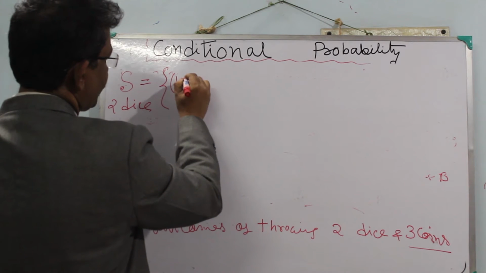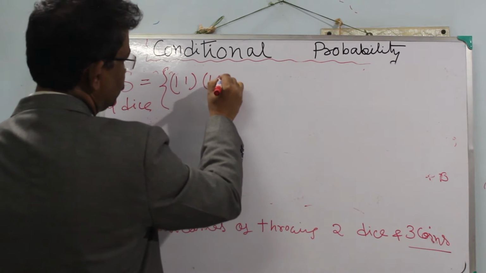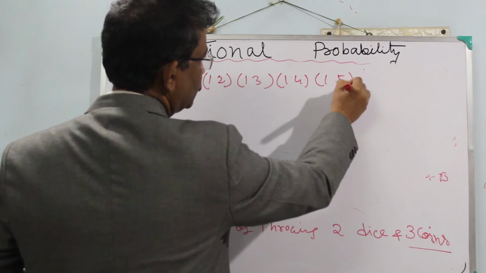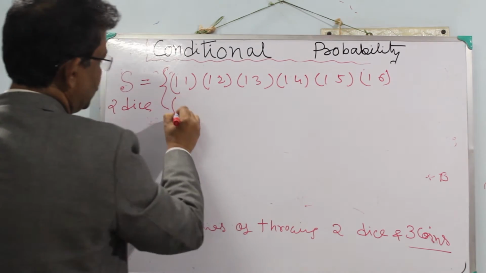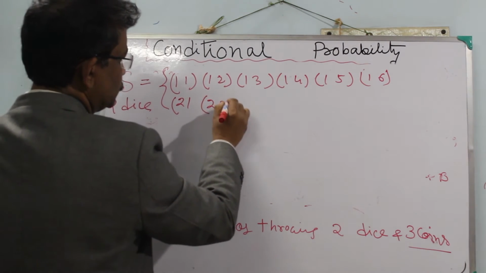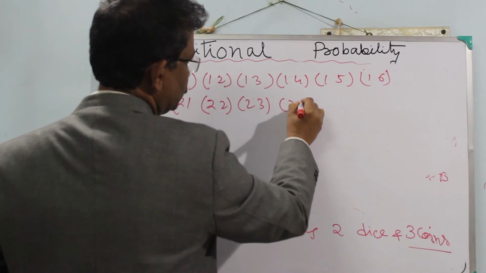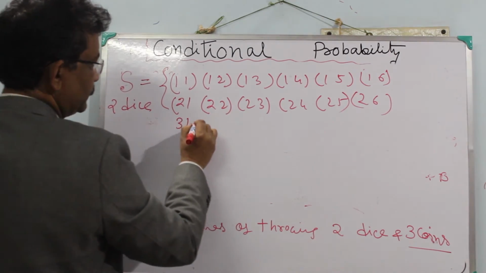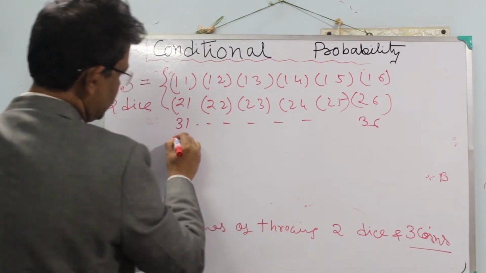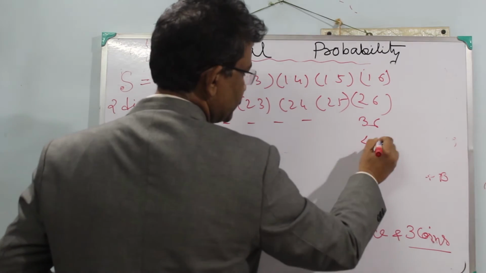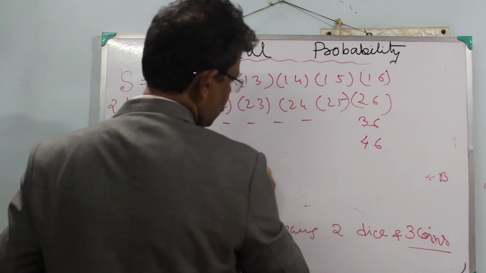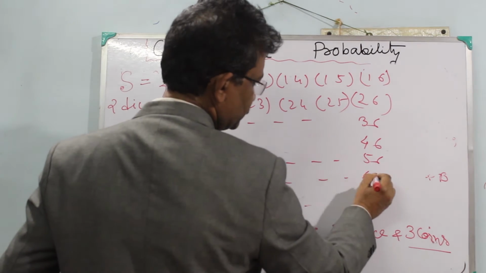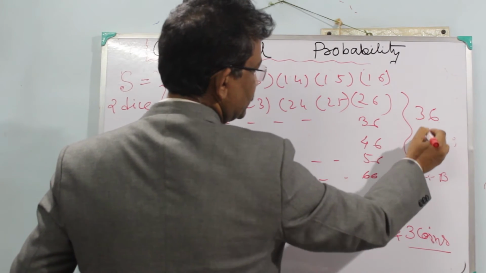The sample space is: 1,1; 1,2; 1,3; 1,4; 1,5; 1,6. Similarly 2,1; 2,2; 2,3; 2,4; 2,5; 2,6. Similarly 3,1 to 3,6; 4,1 to 4,6; 5,1 to 5,6; 6,1 up to 6,6. So total 36 outcomes.